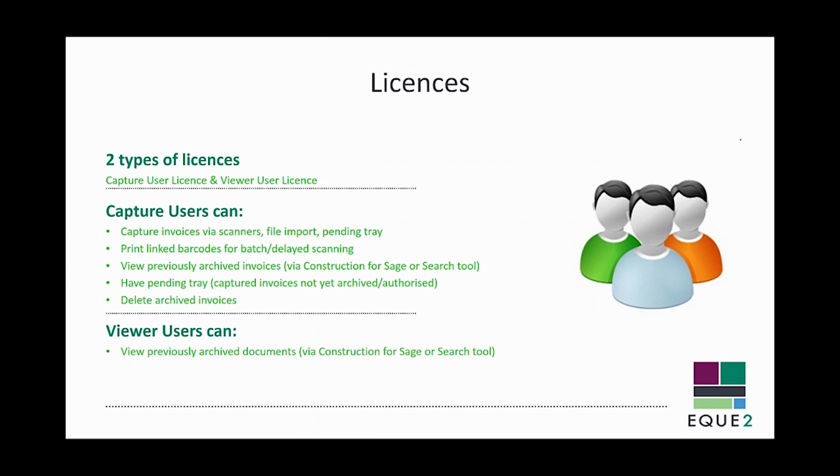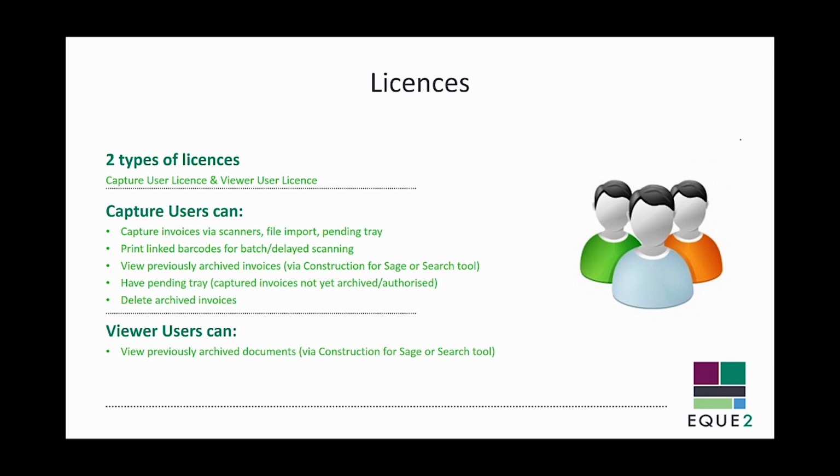We can have two different types of users at two different price ranges. So we have a capture user, which essentially allows you to scan, drag and drop and attach any document to the transaction within your construction software. It will allow the user to print barcodes, to view previously archived invoices. It will allow you to view a pending tray for documents that have been captured but haven't yet been authorized, for example, or haven't yet been archived.